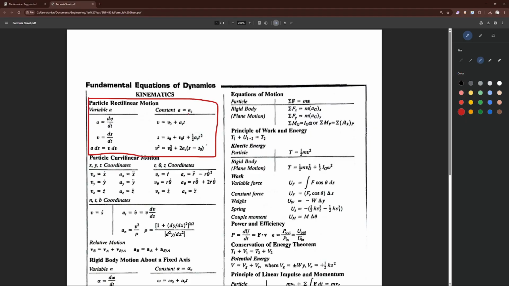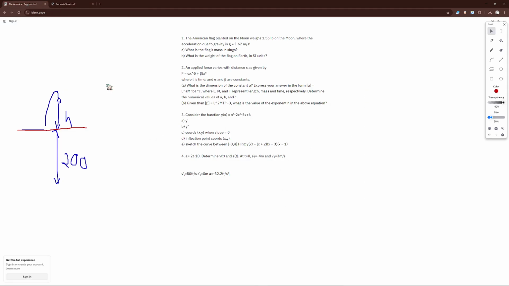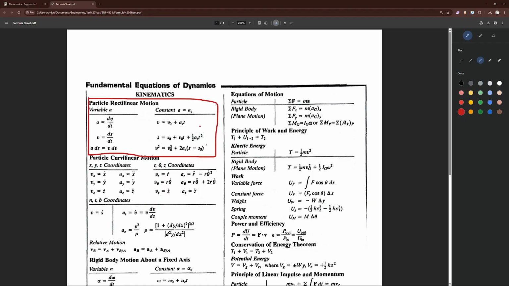So we know we have constant acceleration, negative 32.2 feet per second squared. So we need to look at these formulas and decide which one is going to be best for our use case. For that, we look at what units we have. We have V naught, we have S naught, we have A. What are we missing? We're missing time. So we have no time. What equation has no time? This equation.